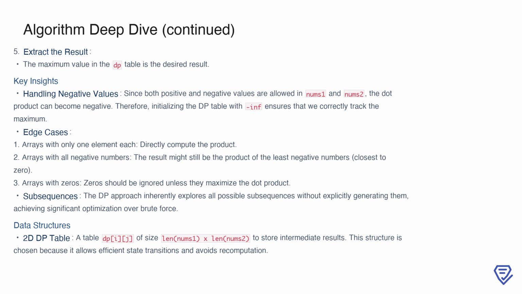This dynamic programming approach excels because it inherently explores all possible subsequences without explicitly generating them, making it vastly more efficient than brute force. The DP table serves as the core data structure, enabling efficient computation and state transitions.